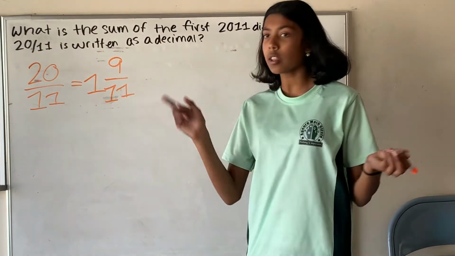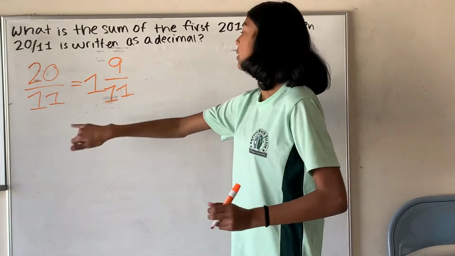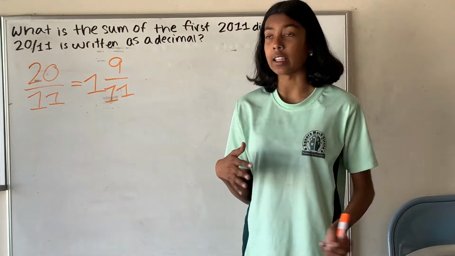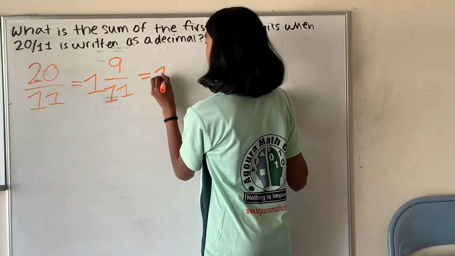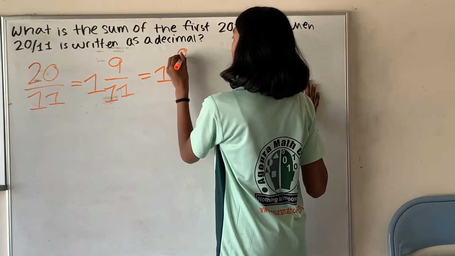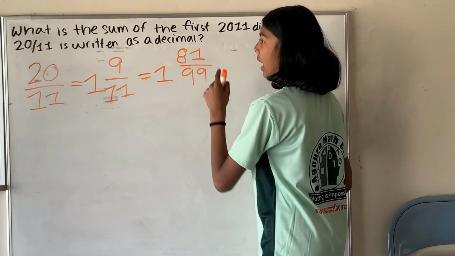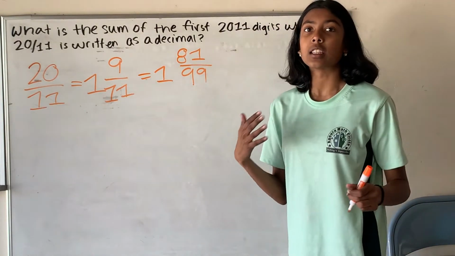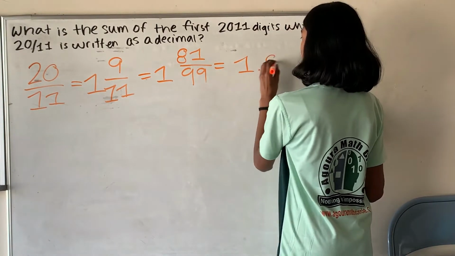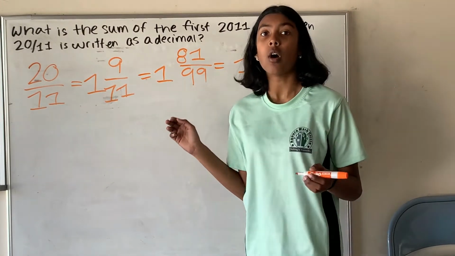As we learned in the repeating decimal review part, we want our denominator to consist of lots of 9s. So we're going to multiply top and bottom by 9 to get 1 and 81 over 99, which is 181 over 99. In the end, this is going to be rewritten as 1.81, and this part is going to be repeated since these two are 9s.